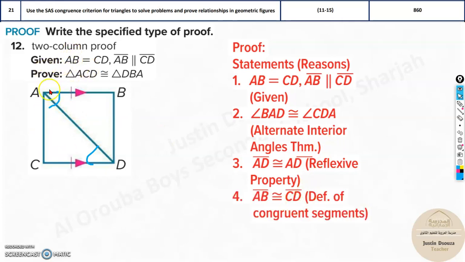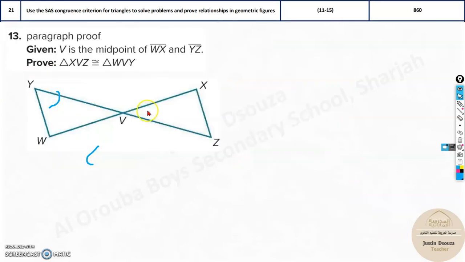And over here they have mentioned AB and CD. It's given. They have told it's equal. So we can tell they are congruent because of the definition of congruent segments. So basically you have a side, angle, and again another side. That's a SAS postulate.